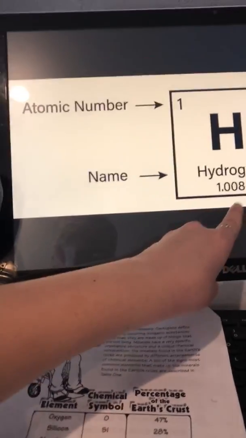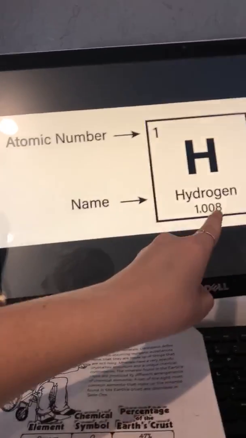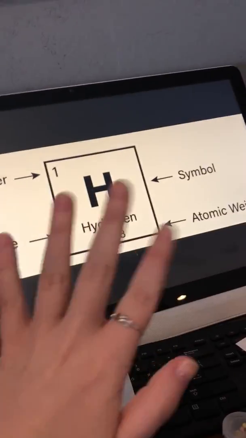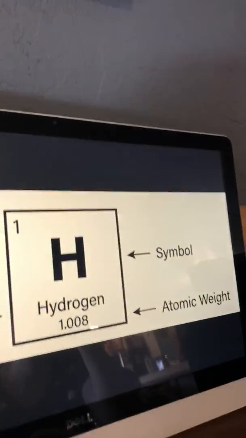So what do you think the atomic weight is? I'm going to let you think about that. Don't say it out loud because we're going to look at it right now. Just think. What do I think it is? Well, it shows it. No, what do you think it means?